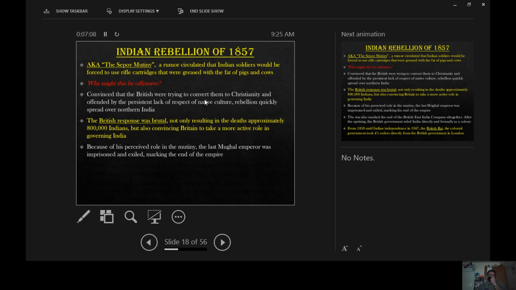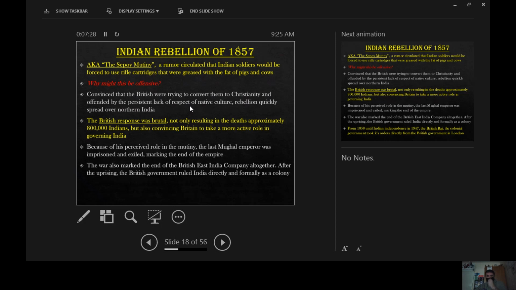Because of his perceived role in the mutiny, the last Mughal emperor was imprisoned and exiled, marking the end of the empire. The Mughals have been in power in India for several hundred years at this point. But this is how they end. This is the British excuse to remove them once and for all.